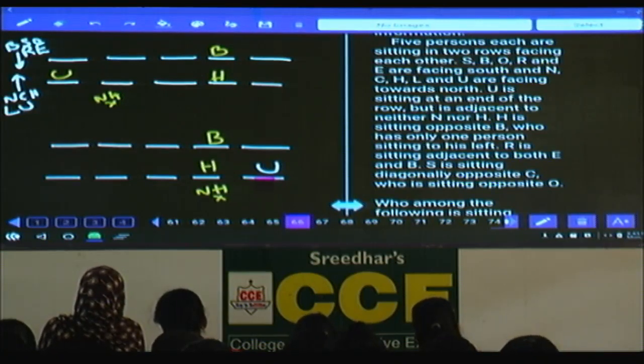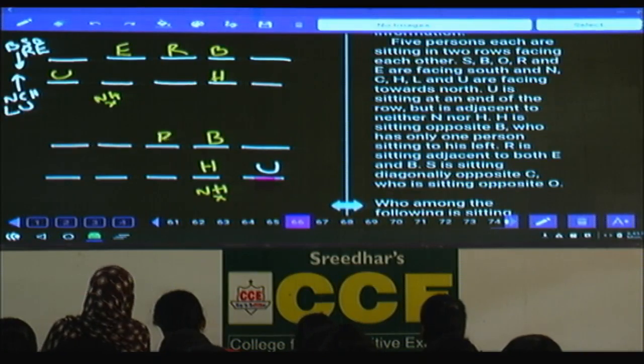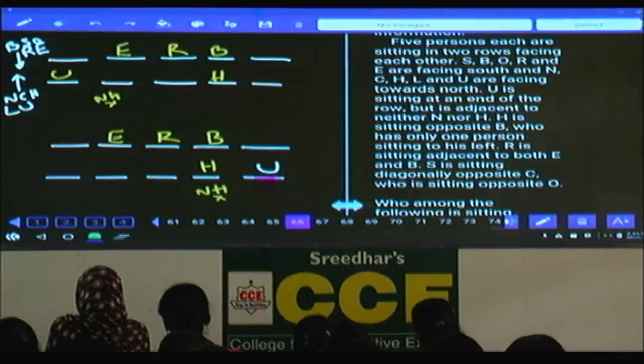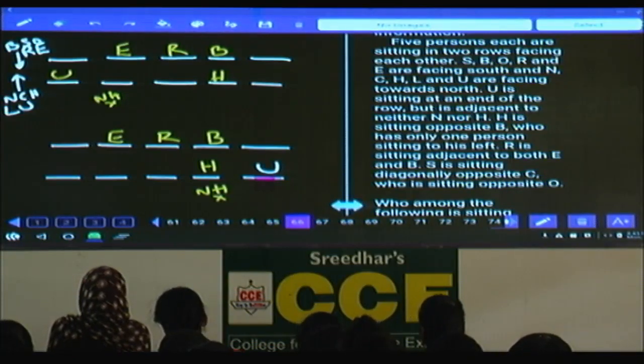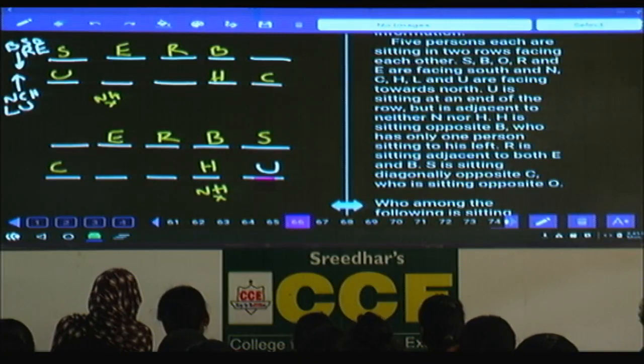R is sitting adjacent to both E and B, hence E is here. R is adjacent to both these 2 persons, E and B. And next, S is sitting diagonally opposite to C. S and C are diagonally opposite to each other. If S is here, C will be here. Now in this case, S at this place, C will be here.